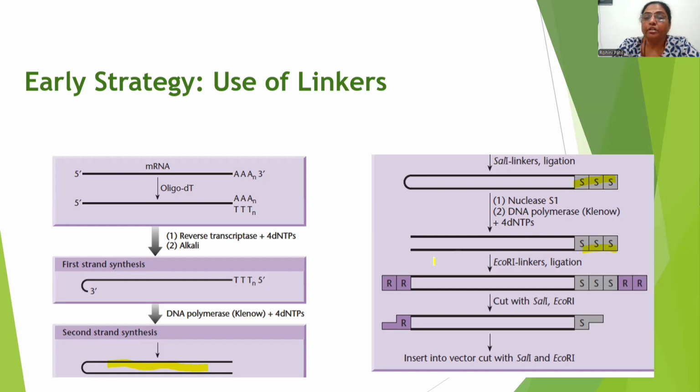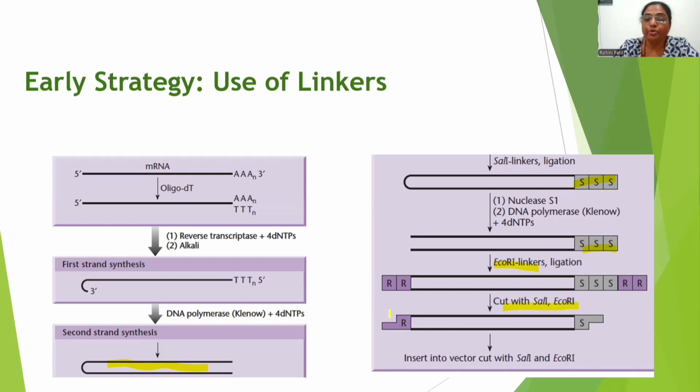Now, linker means what? Linker is a small nucleotide sequence which consists of the restriction site, that is called a linker. So at one end there is a SalI linker, and at the second end there is a use of the EcoRI linker. That is, there is a ligation of the SalI and there is a ligation of the EcoRI linkers at both of the ends of the DNA. Now there is a restriction digestion with the help of SalI and EcoRI. Now here you can see the cohesive ends are generated.